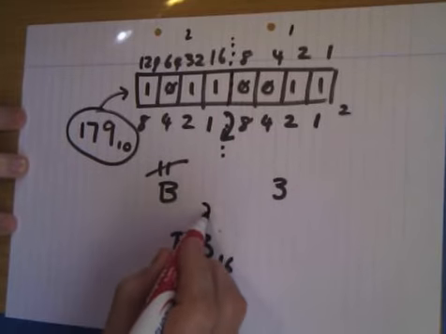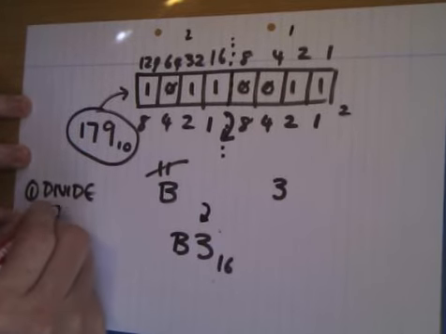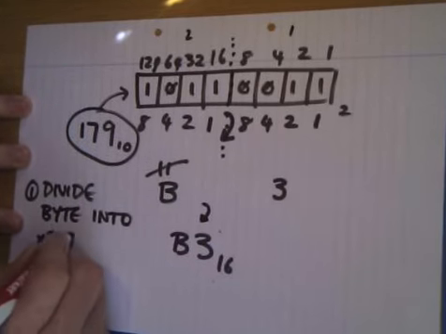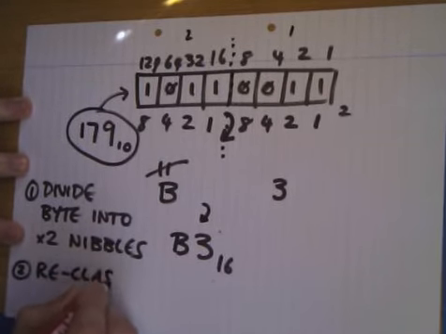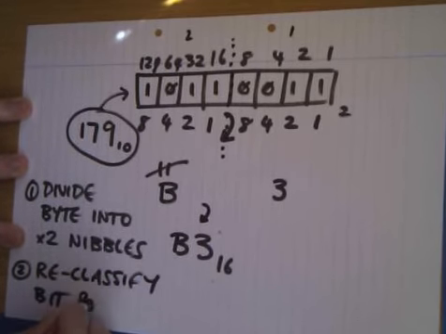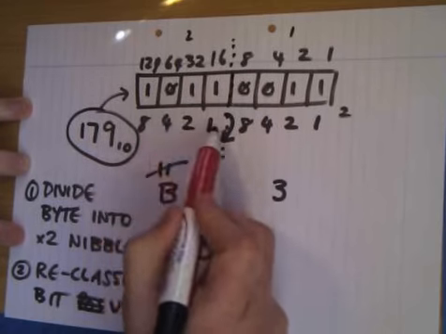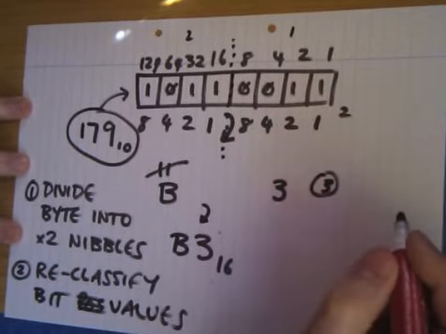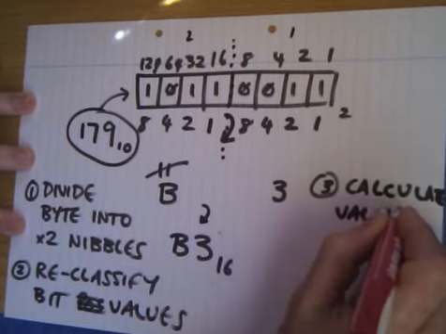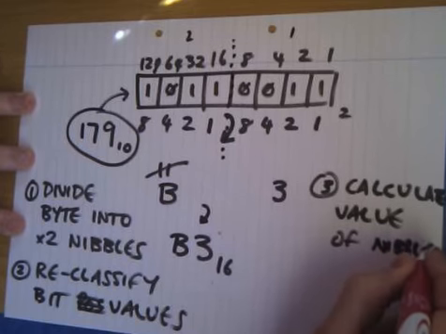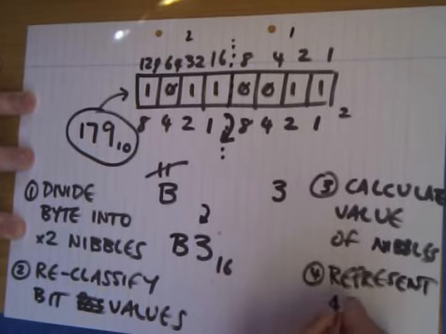So the key is: 1, divide the byte into 2 nibbles. 2, reclassify the bit values. What do I mean? Well, here, for example, that's not 16, 32, 64, 128, it's 1, 2, 4, 8 now. 3, calculate the value of the nibbles. And 4, represent them as hex characters.